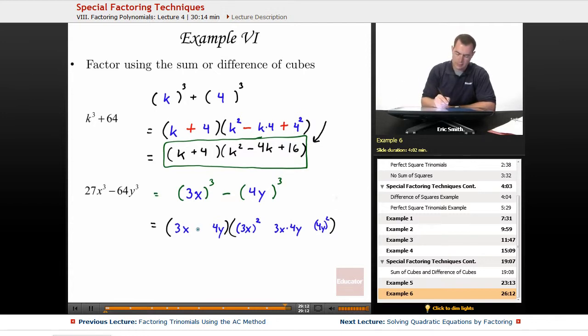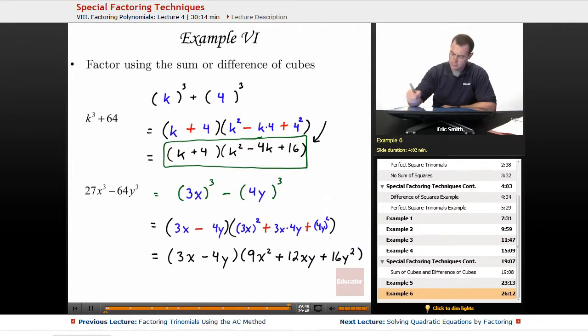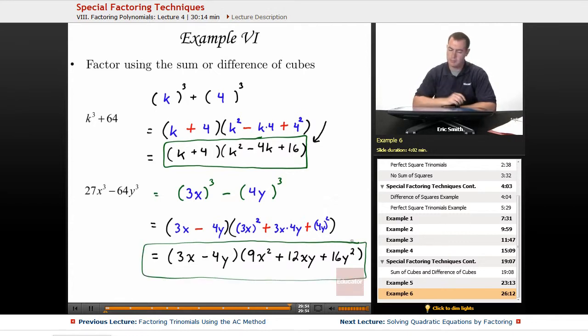Alright, let's put in some signs. So same, opposite, and positive. Alright, now one last step. Let's go ahead and clean it up. 3x minus 4y. Now I have the entire thing, 3x, being squared. So that'll be 9x squared. 3 times 4 would be a 12, so 12xy. And 4y squared, 16y squared. So now this one is factored completely.